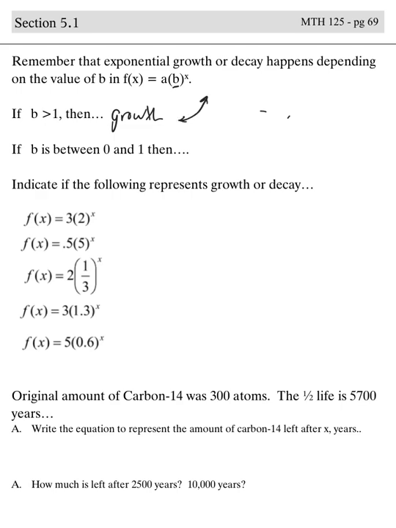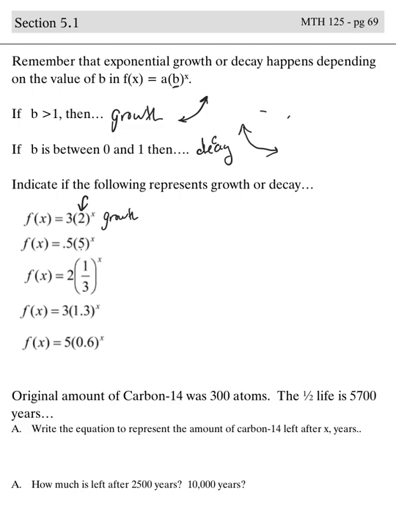And if b is between 0 and 1, then it is decay. You can't spell decay apparently. And it goes like this if you're looking from left to right. You should be able to just identify whether or not an exponential equation is growing or decaying just by looking at what's in the spot that is b and seeing if that number is greater than 1 or between 0 and 1. For instance, 2 is greater than 1, so this is growth.